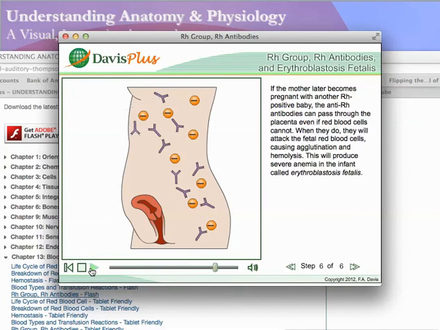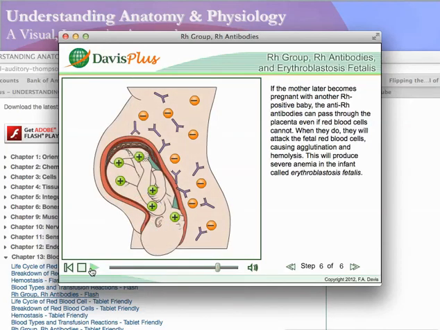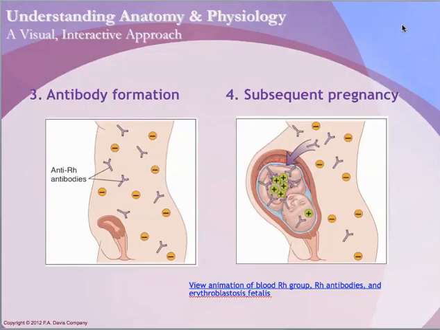If the mother later becomes pregnant with another Rh-positive baby, the anti-Rh antibodies can pass through the placenta even if red blood cells cannot. When they do, they will attack the fetal red blood cells, causing agglutination and hemolysis. This will produce severe anemia in the infant, called erythroblastosis fetalis. So what I want you to know is the difference between that people have Rh positive and Rh negative, but you don't need to know all the different steps of how this occurs. I just wanted to show it to you.